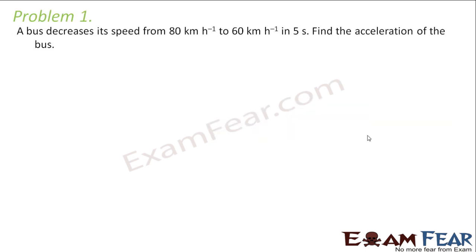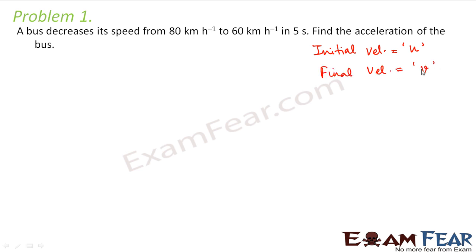So let us look at problem 1. A bus decreases its speed from 80 km per hour to 60 km per hour in 5 seconds. Another convention which we will use while solving problems is that initial velocity will be represented by u, final velocity will be represented by v, time will be represented by t, and acceleration will be represented by a. These are the representations which we will be using consistently everywhere.